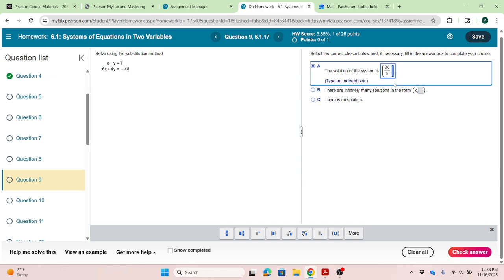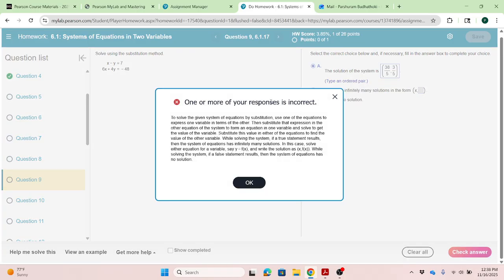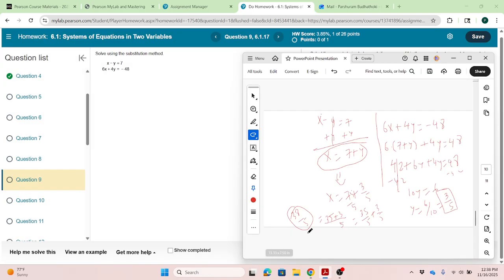What happened? I don't know. Maybe I did not type it properly. Let me go back here. x equals 38 over 5 and y equals 3 over 5. That's supposed to be negative. Why did I not get negative? Oh, I made a mistake here. Do you see? There's supposed to be a negative, but somehow I missed that negative here.